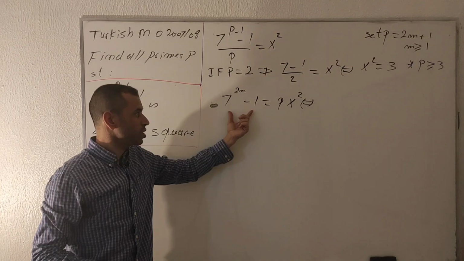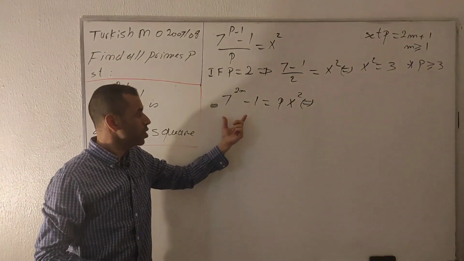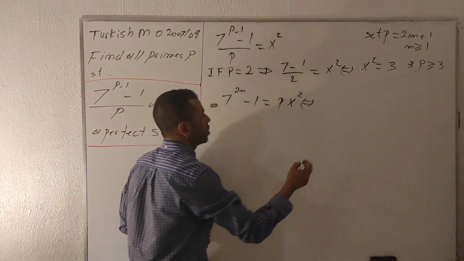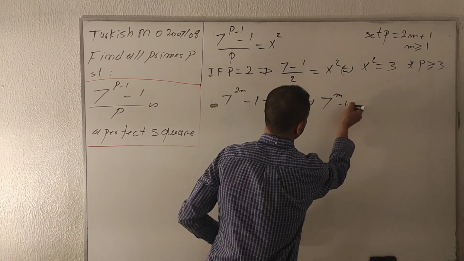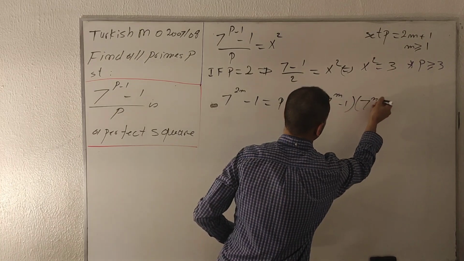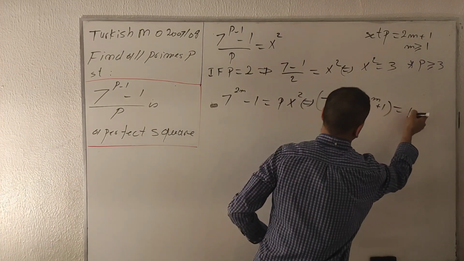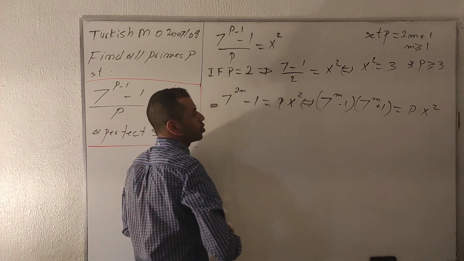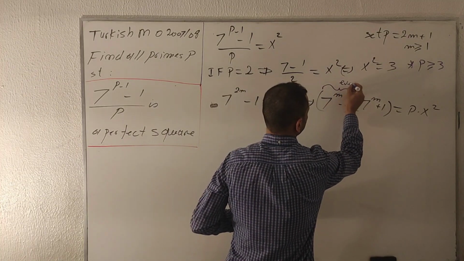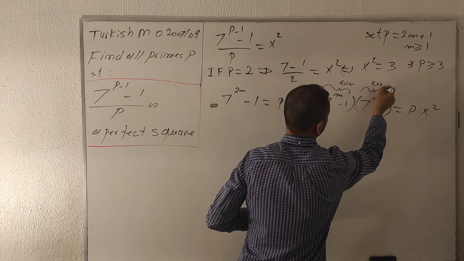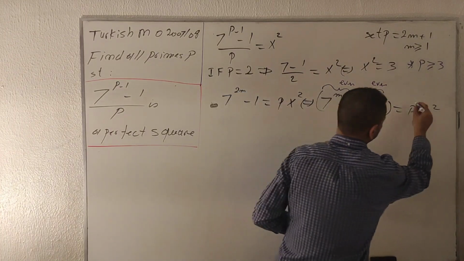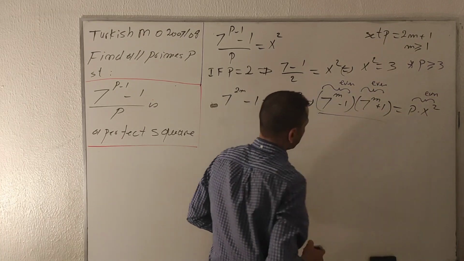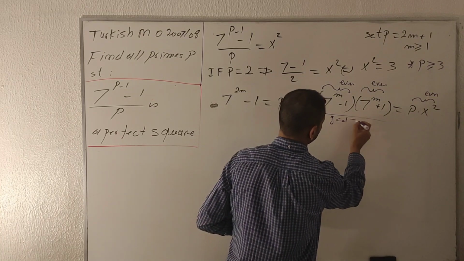Since this is a difference of two squares, we are able to factor it into a product. So we'll have (7^m - 1)(7^m + 1) equals p multiplied by x^2. As we know, this term is even, and this one is also even, which means the right-hand side of this equation must be even as well. Since both terms are even, the GCD of these two factors equals 2.